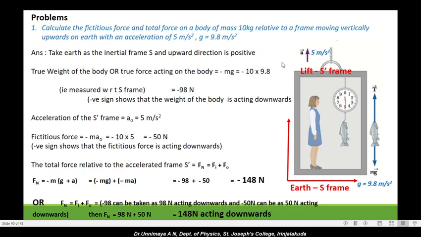This is the weight of the body that we measure in the inertial frame, minus mg, that is minus 98 Newton. Negative sign indicates that the weight of the body is acting downwards.